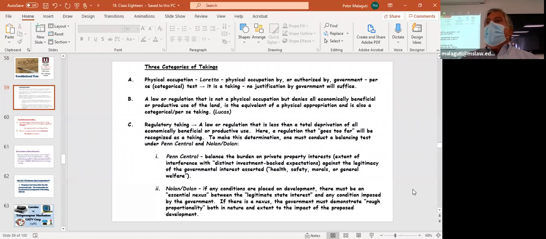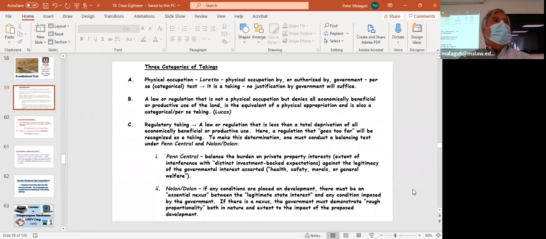Now, those two are the easy ones. Unfortunately, most of the cases fall into the third category, where there's neither a physical occupation nor a total economic or productive deprivation of the use of the land. I call these regulatory takings, okay? So here, less than a total deprivation, no physical intrusion, but still some inability to use the land as much as you want to use it. And this is the big case. The first case is the Penn Central case.